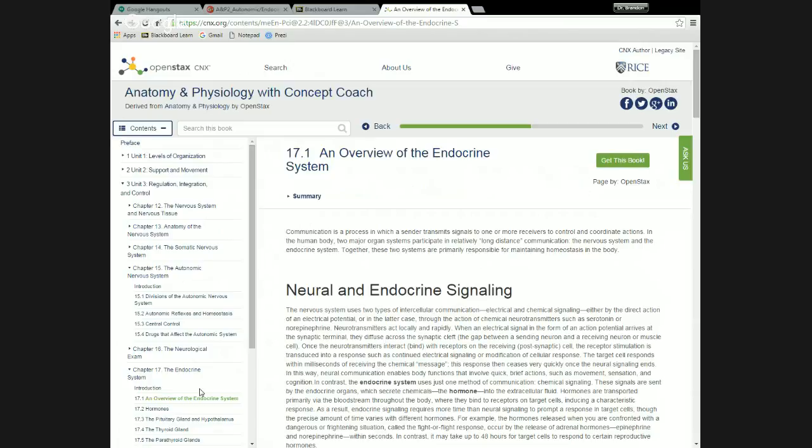Now, what I want to do today is talk about the signaling molecules involved in the endocrine system. And then Thursday, we'll talk about some specific examples of endocrine function.